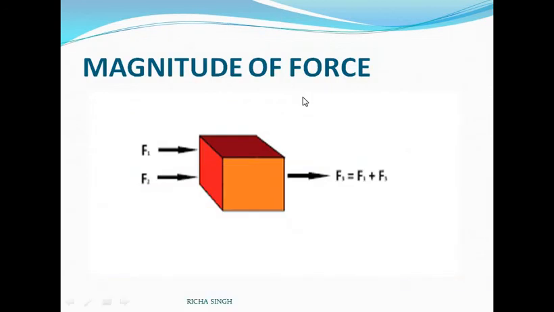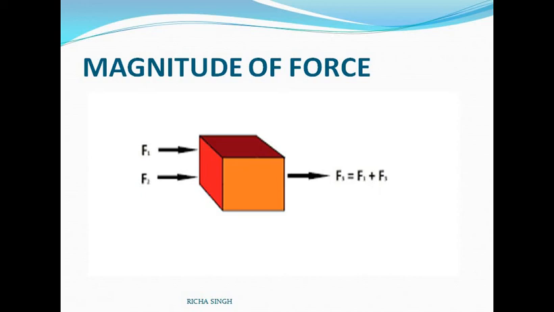Now, magnitude of force. How is this force calculated in terms of numbers? Suppose if a numerical question comes, then how are you going to calculate the force? Always remember this thing. When two forces, let the forces be F1 and F2, are applied in same direction, you can see the arrows, they are applied in same direction, then the resultant force, means the final force, F3 will be equal to F1 plus F2. Resultant will be the addition of forces.